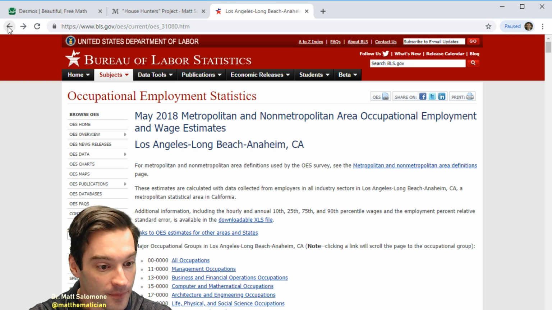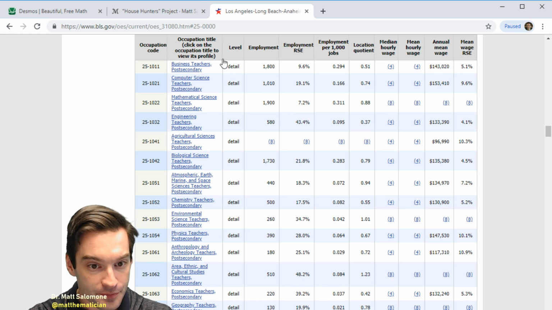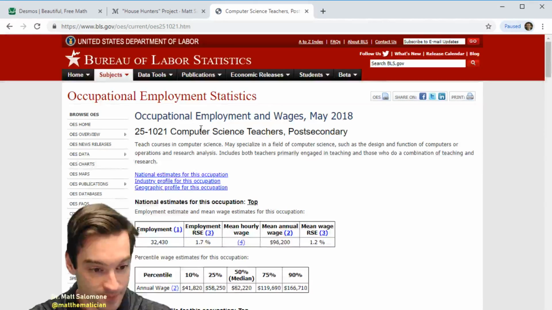Go back a step. So if I go down into education, training, and library, it looks like it doesn't have the geographical data for this. It just gives me a footnote. So in this case, I'm probably going to choose the closest thing that I can get to that wage. Maybe I'll choose computer science instead.